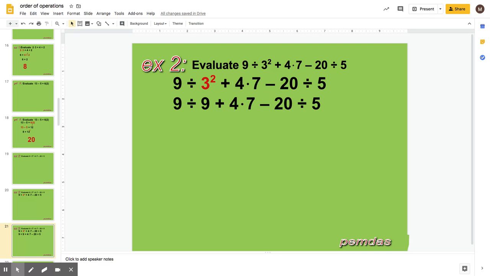Okay, so I got 3 squared. 3 squared is equal to 9. Everything else, I just rewrite it. It's not hard to rewrite it, you guys.